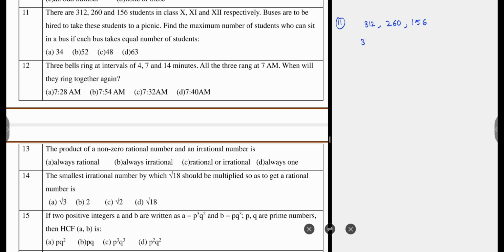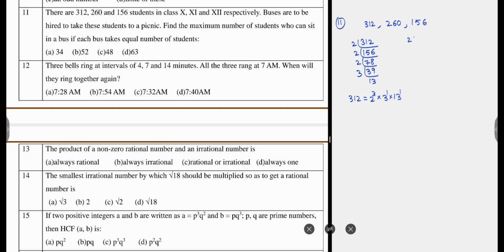So let us find out the factorization of these. 2 ones are 2, 2 fives are 10, 2 sixes are 12. Again 2 table, 2 sevens are 14, 2 eights are 16. Again 2 table, 2 thirteens are 26. Again 2 table, 2 ... oh not 2 table, now 3 table. 3 thirteens are 39. So 312 is equal to 2 power 3 into 3 power 1 into 13 power 1.